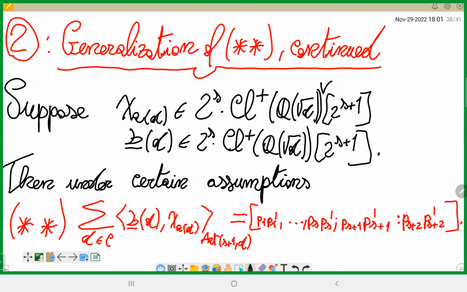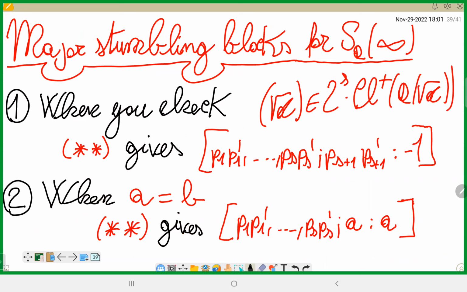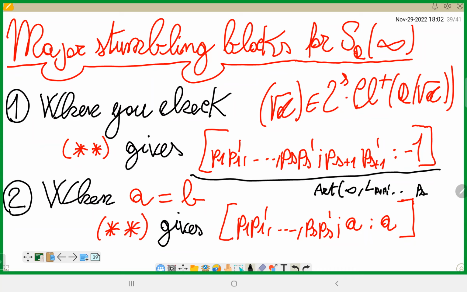And the major assembling blocks for SQ infinity were that when you would run this equation star star, we call them reflection principles, these relationships between the Artin pairings in these cubes, you would end up with the Artin symbol of infinity in a field depending. Basically, you were checking whether a field depending on these s+1 primes is totally real. A field L, P1, P1 prime, PS+1, PS+1.